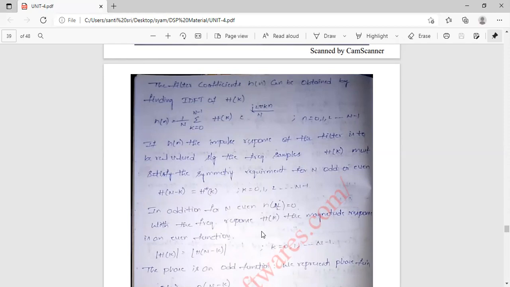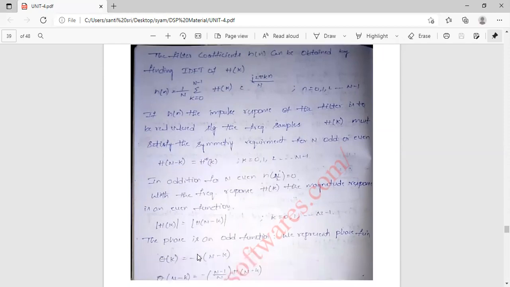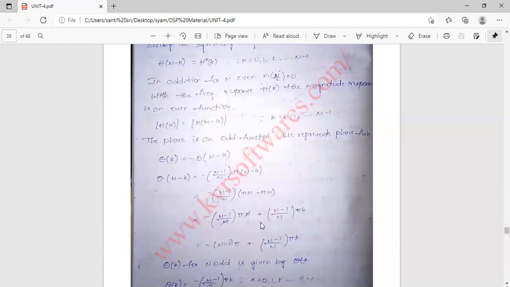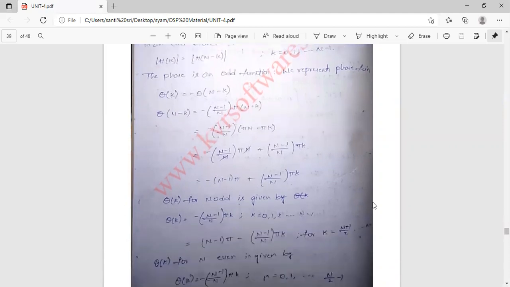With the frequency response H of k, the magnitude response is an even function. That is mod H of k is equal to mod H of N minus k, where k is varying from 0 to N minus 1. The phase is an odd function. We represent the phase function theta of k as equal to minus theta of N minus k. This is an odd function, whereas the magnitude is an even function. So theta of N minus k equal to minus of (N minus 1) by N into pi into (N minus k), which is minus of (N minus 1) by N into pi N plus (N minus 1) by N into pi k. So N gets cancelled, and it will become minus (N minus 1) pi plus (N minus 1) by N into pi k. So theta of k for N odd is given by theta of k equal to minus of (N minus 1) by N into pi k, where k is varying from 0 to N minus 1.